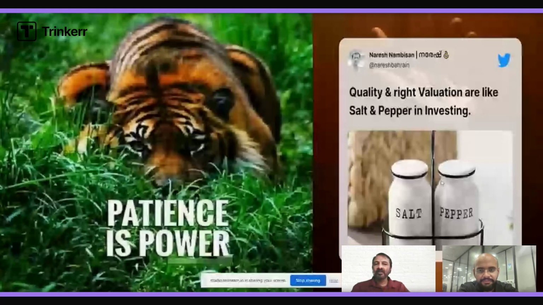Quality and right valuation are like salt and pepper in investing. Both are very important stuff in your khana, in your food. So the same thing, these are two very important stuff in investing also.